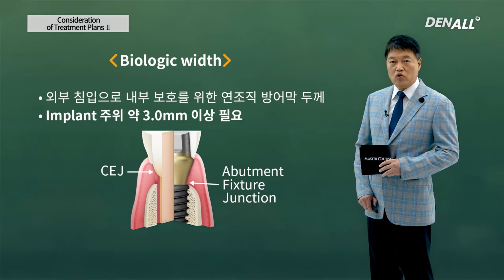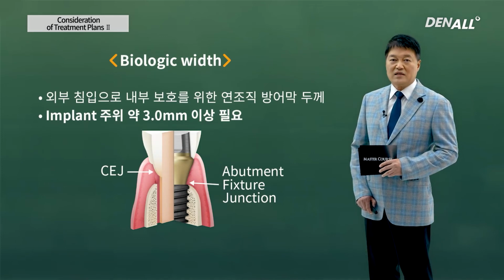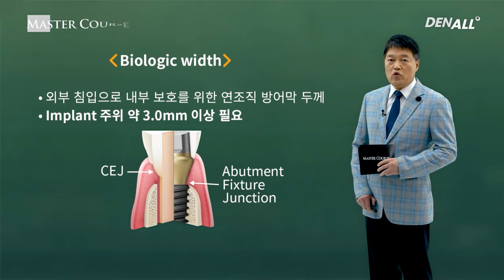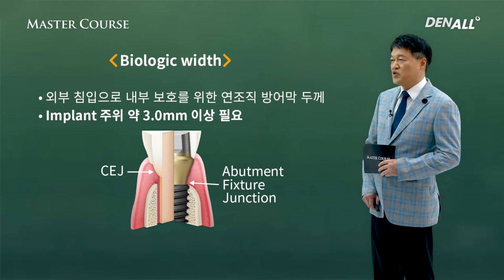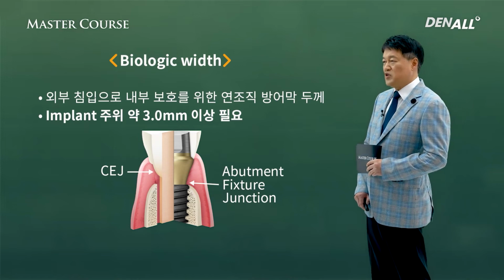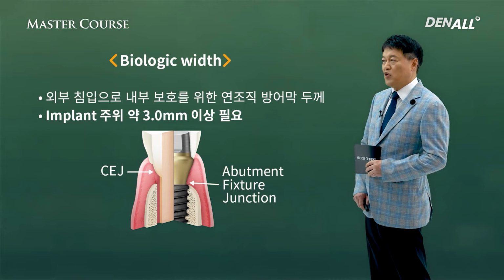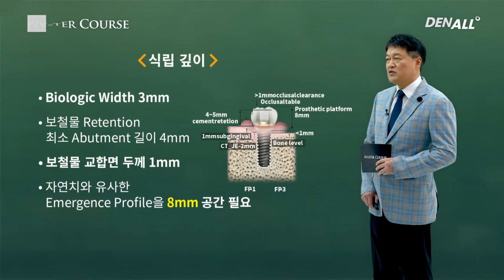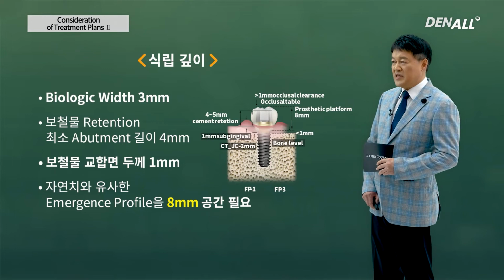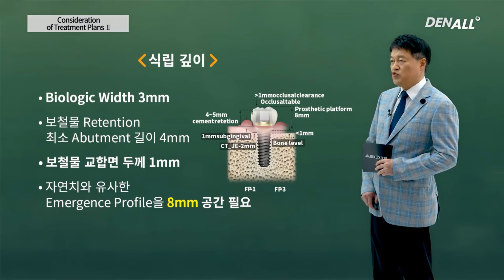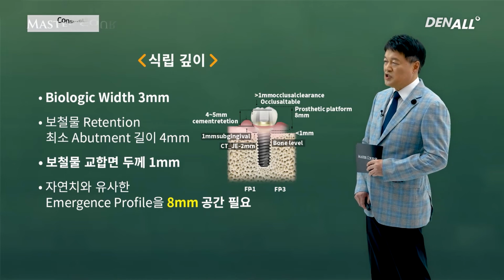When we consider placement depth, you need to consider biologic width. It's a way to protect the inside from the outside. It's a soft tissue thickness to do this. You need approximately 3 millimeters around the implant. When you choose a placement depth, there needs to be 3 millimeter of biologic width, and the minimum abutment length is 4 millimeter for prosthesis retention.